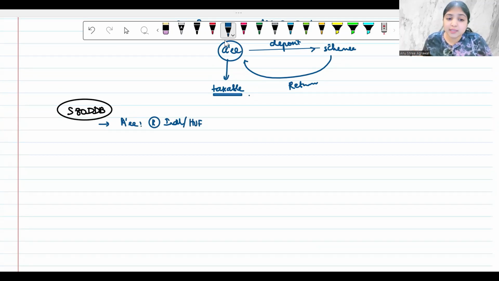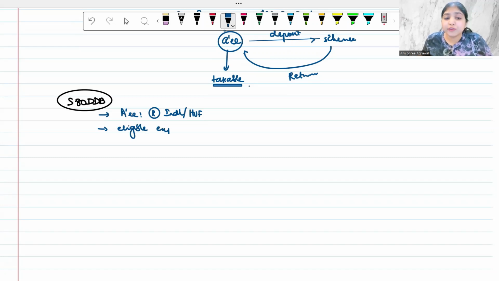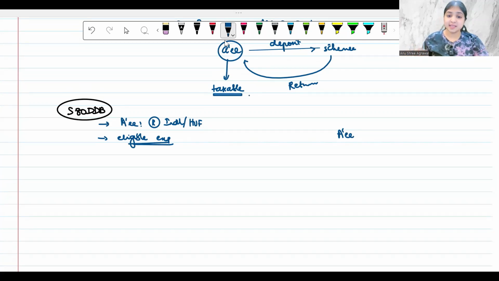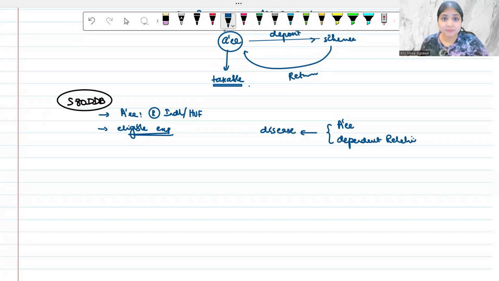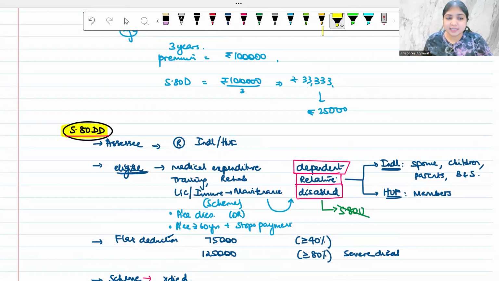Now, over here, what is the eligible expenditure? Over here, what happens is either the assessee himself or his dependent relative, any of them is suffering from a disease. Now, which disease? We call this disease a specified disease. Where is it specified? It's specified in Rule 11DD. See, do not get confused. Section 80DD talks about dependent disabled relative.